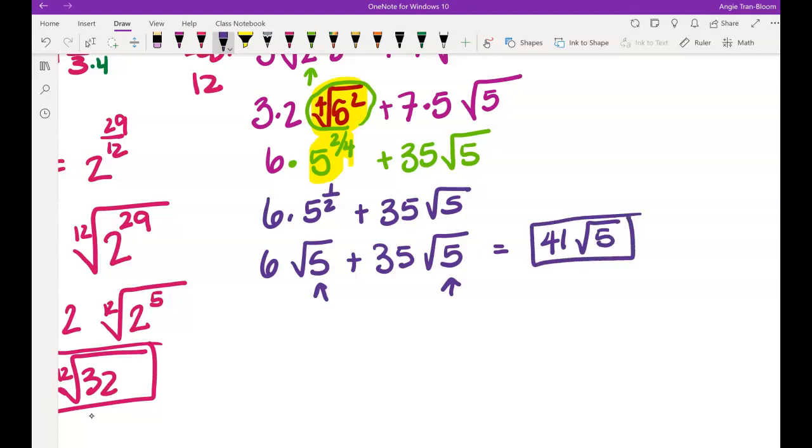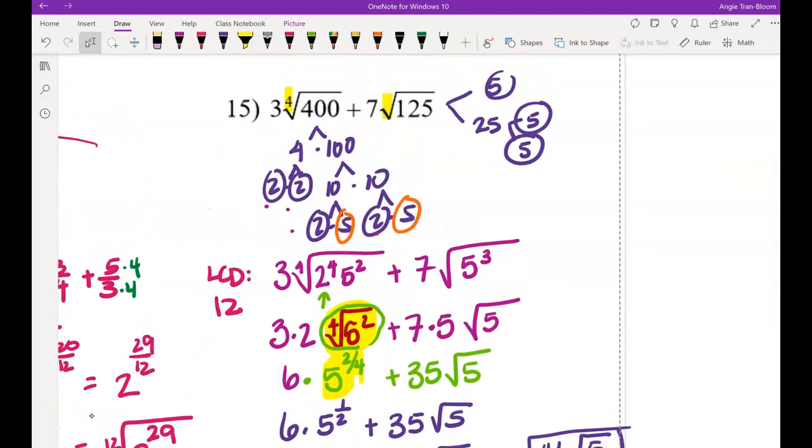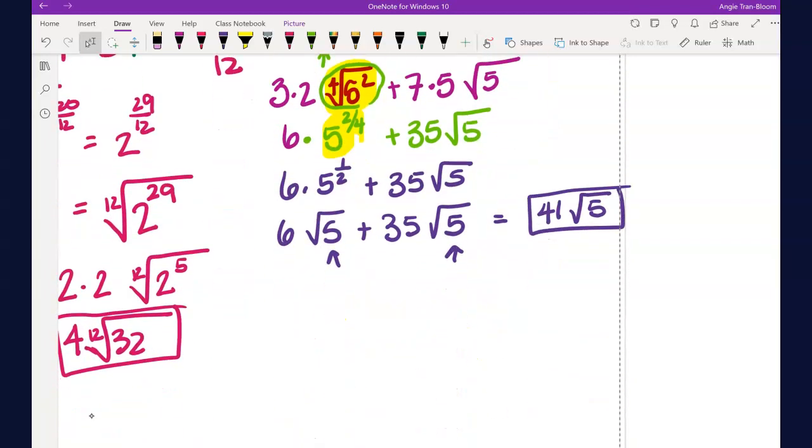So before this lesson, this question would have been, you know what? Not possible to add those. We can simplify them, just not possible to add. But now we got it.